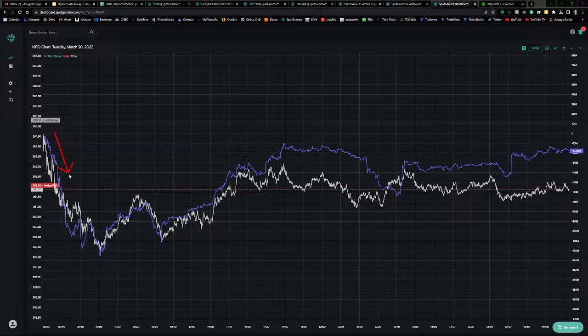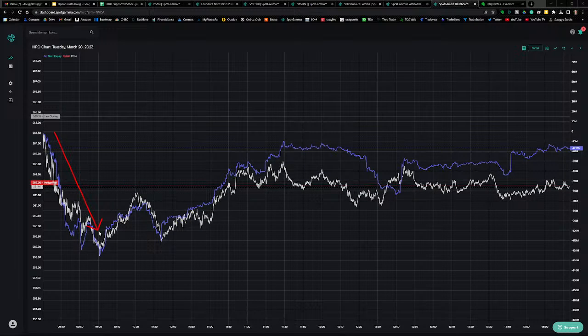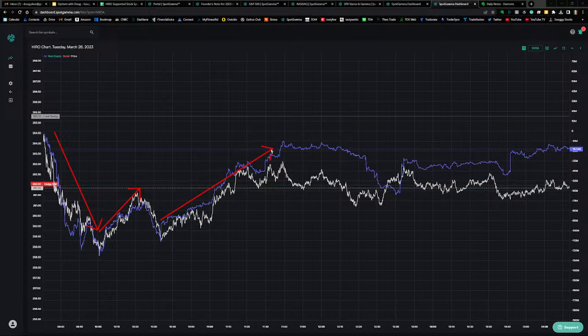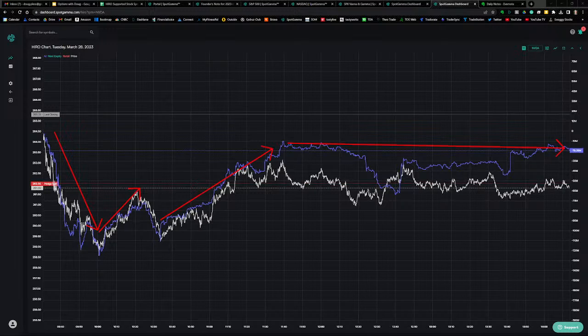And here's the sharp move lower. Then price moves higher, makes a higher low, making for a good long setup. And then Hero levels off as well as price. So again, Hero levels off, price levels off. Let's go take a look at Bookmap.